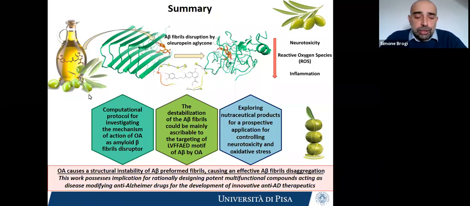So this interesting action of oleuropein aglycone is potentially useful to reduce the oxidative stress associated with Alzheimer's disease and the plaque loads. In conclusion, our work could be relevant since it provides the guidelines for investigating nutraceutical products, food components, natural products for a prospective application in controlling neurotoxicity and oxidative stress, mainly in Alzheimer's disease.